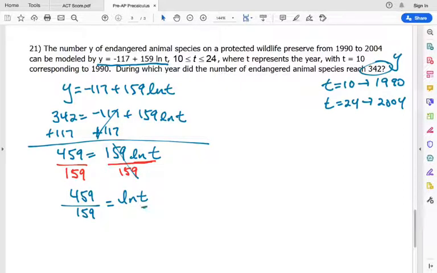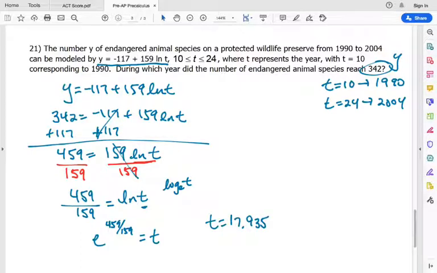Now we're trying to solve for t. t is the argument in a log function, so we need to convert that to an exponential function. Remember that log, that's the same thing as log base e of t. So when we convert it, it'll be e raised to the 459 over 159 equals t. All right, that's an exact answer. If we get the decimal value, we would get t equals 17.935.